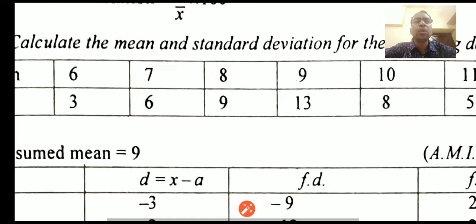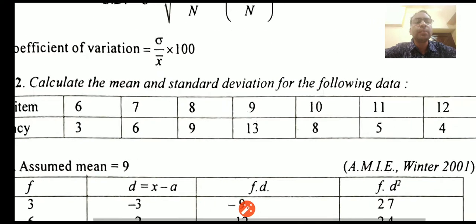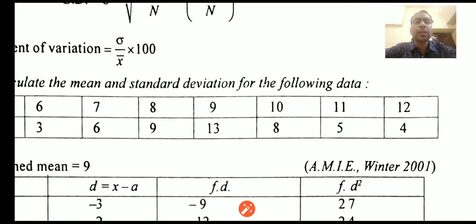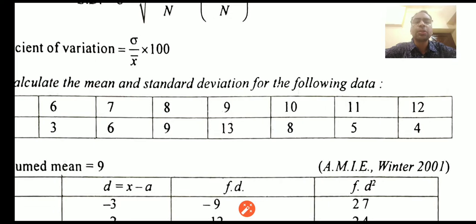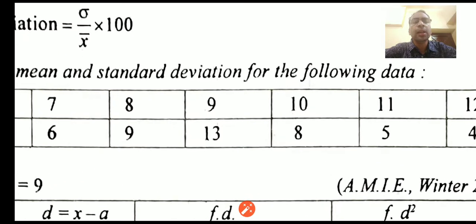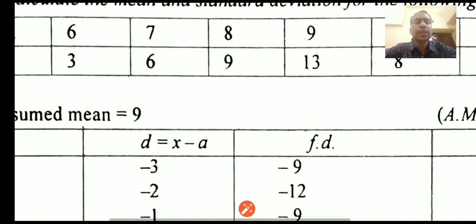Again, let me remind you how we used to find the assumed mean. As in our case, the values are in between 6 and 12. So the mid value of 6 and 12 is obviously 9. So we have taken assumed mean as 9.